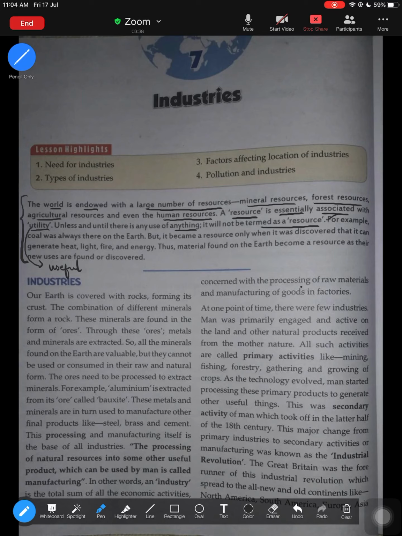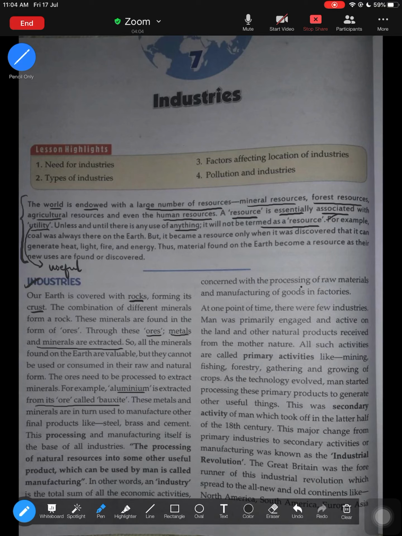Then we gave an introduction to industries. In this we learned how different rocks are formed in the earth's crust and how these rocks are derived from minerals. There is something called ores that we learned. Ores are basically materials from which minerals and metals are extracted, and we learned how aluminium is extracted from its ore, bauxite. So bauxite is an ore of aluminium because aluminium is derived from bauxite.